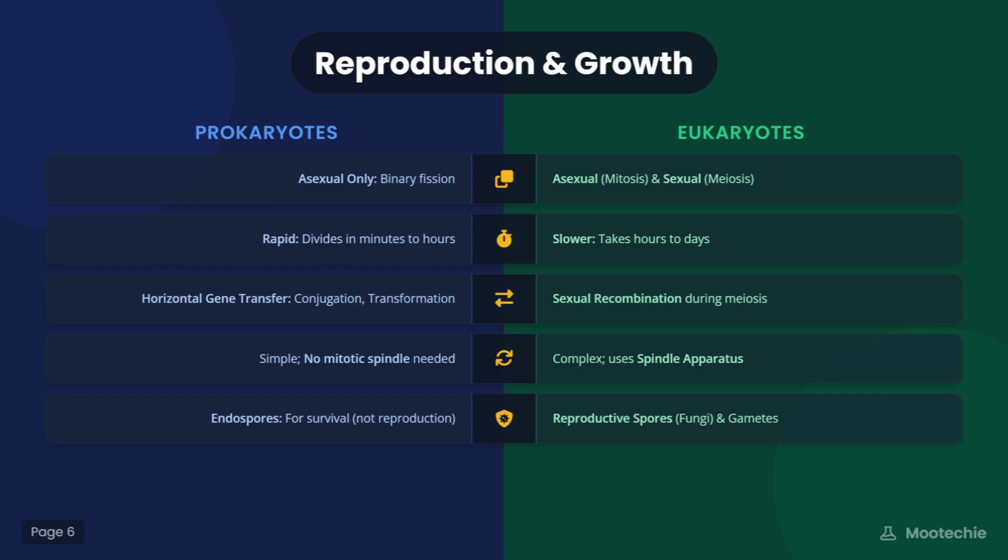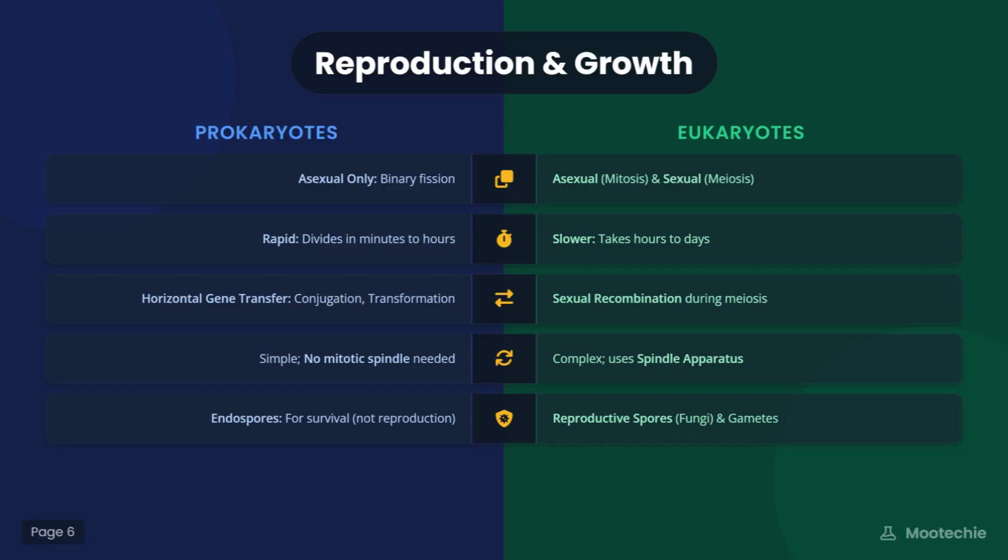Eukaryotes, in contrast, can reproduce both asexually through mitosis and sexually through meiosis. Their cell division is generally slower, taking hours or days. Genetic variation primarily comes from sexual recombination during meiosis. The process is complex, utilizing a spindle apparatus to separate chromosomes. They also produce reproductive spores, like in fungi, and specialized sex cells called gametes.